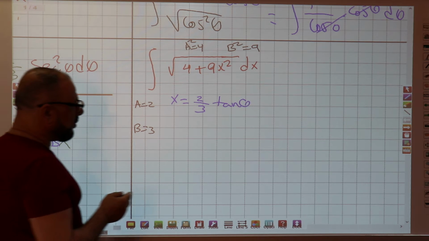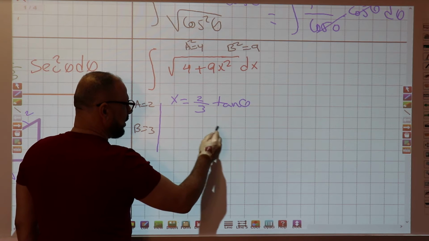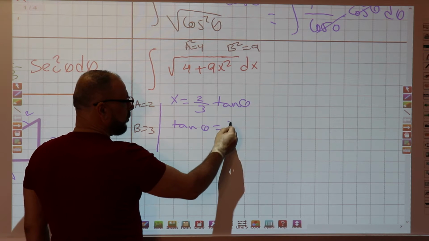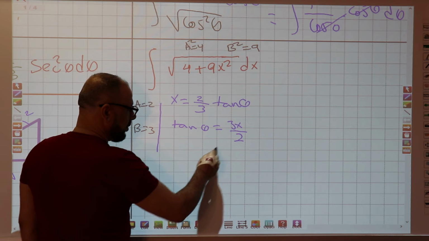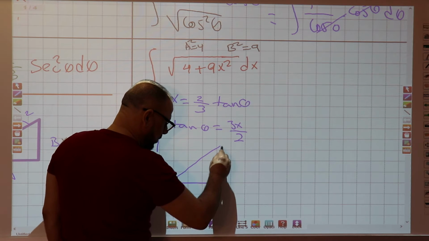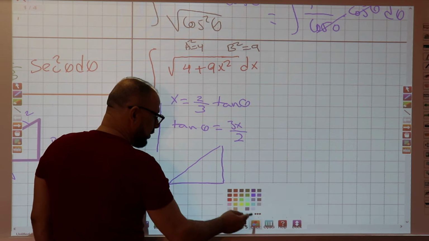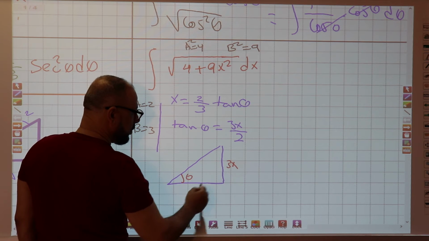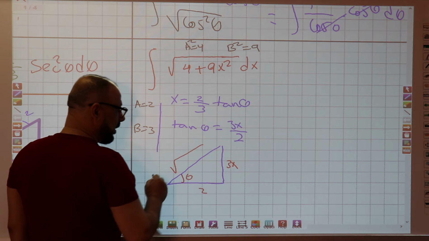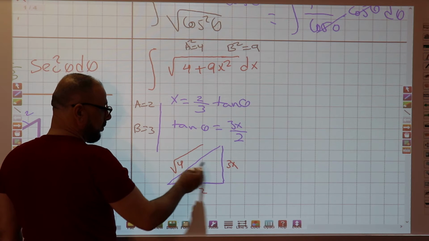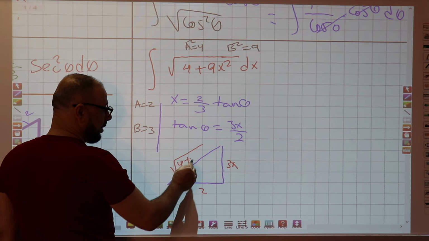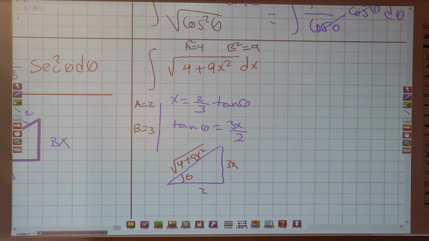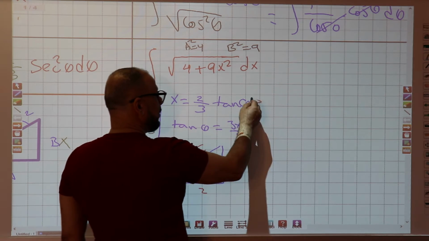Okay, if you need my advice, just get the triangle ready, because tan theta, get everything ready for you. 3x over 2, theta and 3x over 2. And always the trick I told you, the last side is the same thing: if you add the 4 square plus 9x squared. Okay, good. I have everything left for me to find dx.